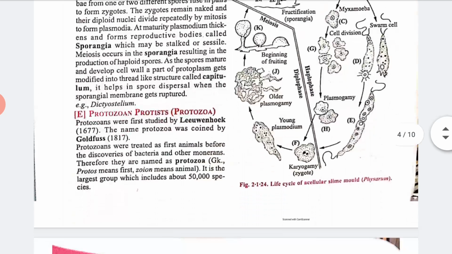Okay, now next we have protozoans, that is protista, protozoa. So let us see what protozoans are. They were first studied by Leeuwenhoek in the year 1677. The name protozoa was coined by Goldfuss in 1817. Protozoans were treated as the first animals before the discovery of bacteria and other monerans, therefore they are named protozoa. As you all know, protos means first and zoan means animal. It is the largest group, which includes about 50,000 species.